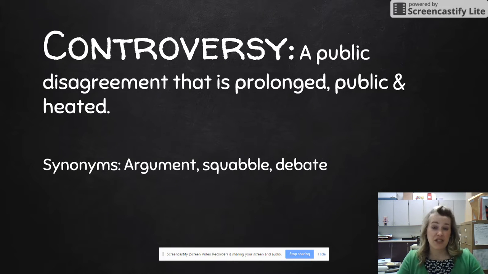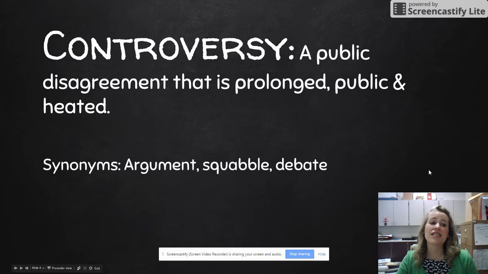Okay, so a controversy is a public disagreement. That means it's not between two individuals. It's something that society as a whole might disagree about, and it has to be prolonged. So it's not something that lasts for just a few days, but it stretches out over years. And it's heated. Heated means there's lots of emotions involved. There's people who very much believe one thing, and there's people who very much believe another thing. Synonyms for controversy might be argument, squabble, debate.